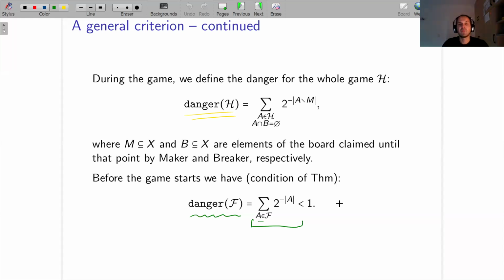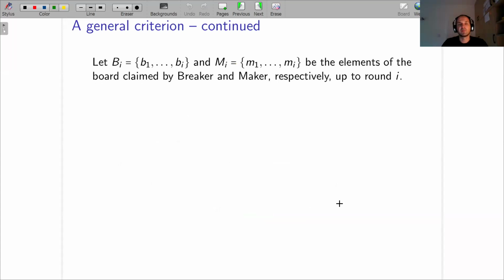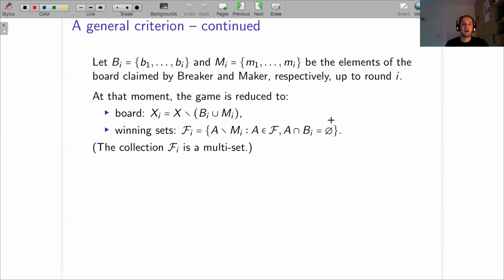Okay, and now it remains to see what happens with the danger as we go through the game. In general, we will prove that this danger cannot go up. It only stays equal or can go down. Let's do that, and this is going to wrap up the proof. So suppose some moves have already been played, let's say 4 moves of breaker and 4 moves of maker. Then you look at the 5th round. After the 4th round, the game is reduced to the following thing.